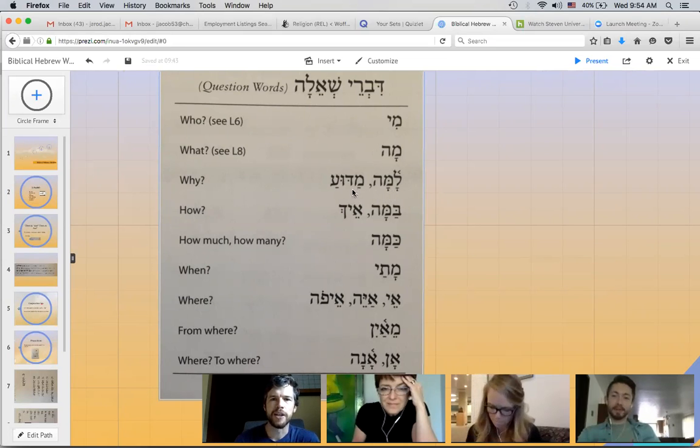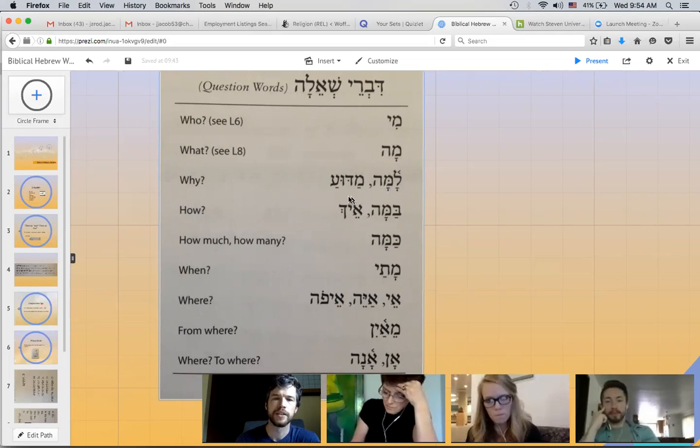Lama and madua. Lama and madua mean why. This one actually literally means for what. You see the lamed there means for, and the ma right there means what. So for what or why, for what reason. Madua means why as well, but it's a little tricky.